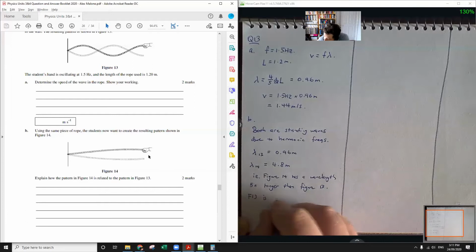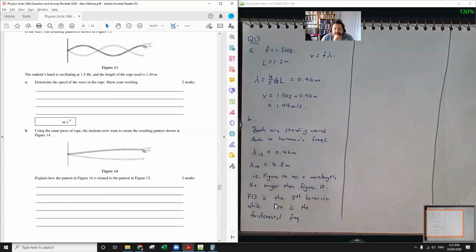F13 is the 5th harmonic, while F14 is the fundamental. Figure 14 is the fundamental, because we couldn't get a wavelength even longer and still have a node here and an antinode here, because there'd be no way to have a peak or a trough at the end here with a 0 at the start here with a longer wave. So that must be the longest possible wavelength.